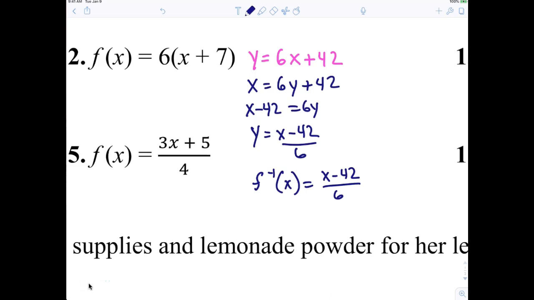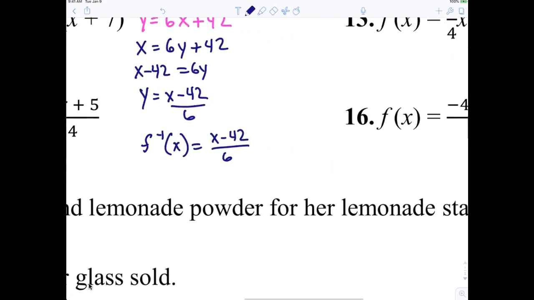Everybody okay with that? Now, someone said something, so I want to make sure you guys understand. This is also 1/6 x minus 7. Make sure you see that. You always have to write the f negative 1, because that is the symbol to show that you've taken the inverse.